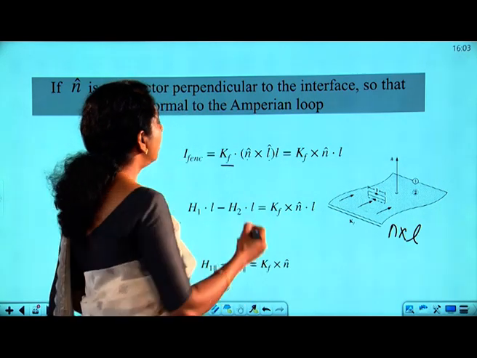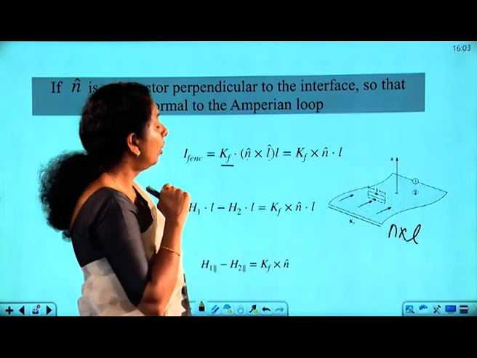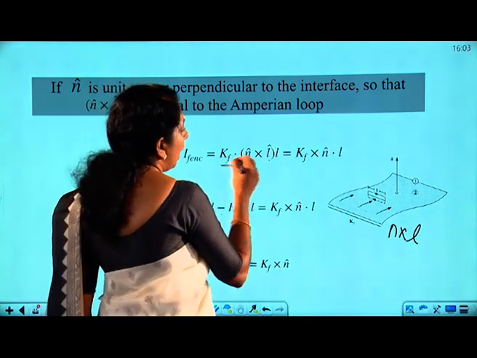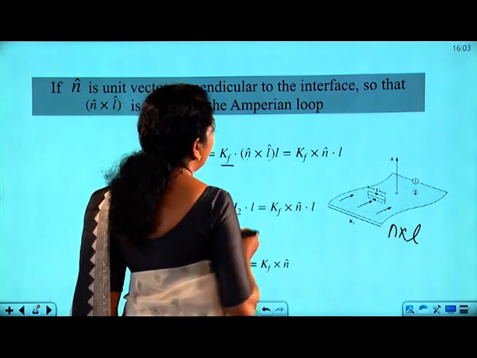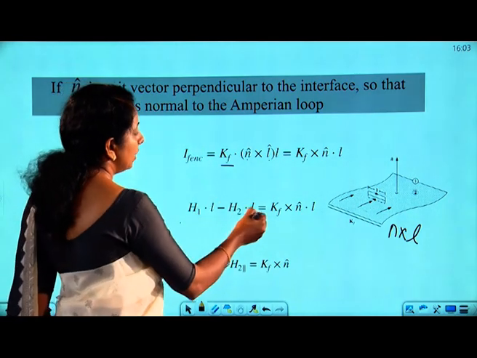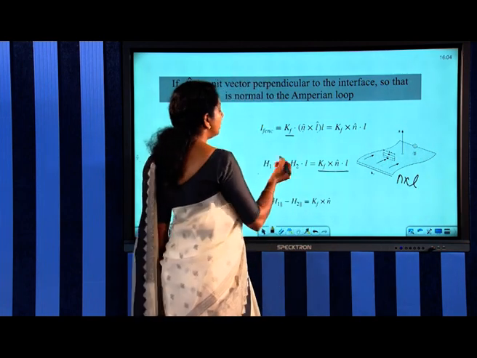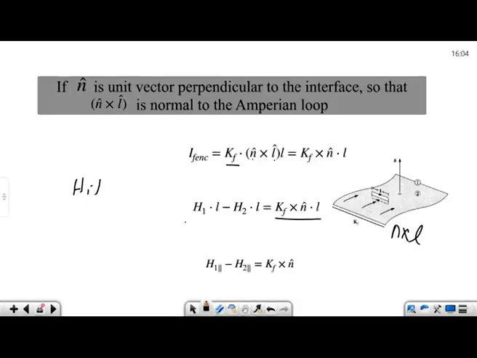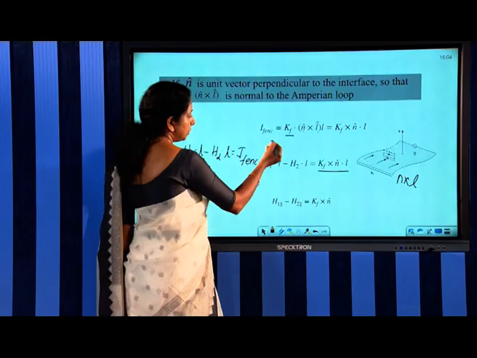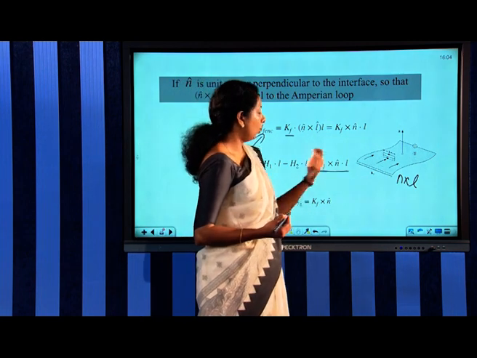Here we just rearrange the dot and cross, interchanging their positions, so Kf cross n dot L. Our initial equation becomes H1 dot L minus H2 dot L is equal to Kf cross n dot L. That is, the initial equation was H1 dot L minus H2 dot L equal to I_f enclosed, and we have substituted the value of I_f enclosed as Kf cross n dot L.